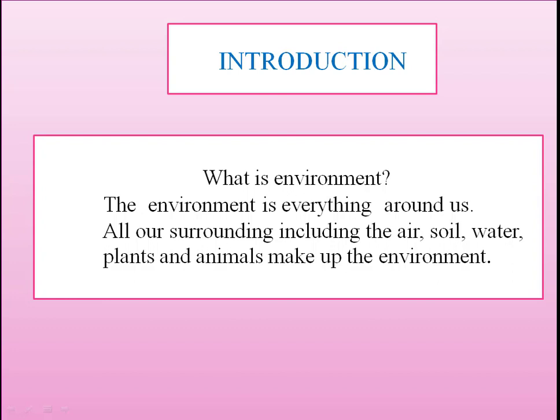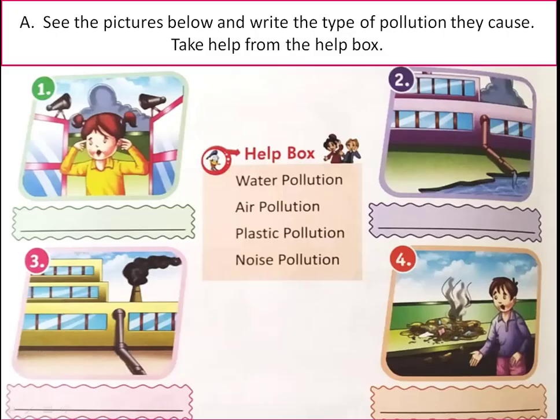Introduction. What is environment? The environment is everything around us, all our surroundings, including the air, soil, water, plants and animals that make up the environment. Let's see the picture below and write the type of pollution they cause. Take help from the help box. Before we start the exercise, we will see what is pollution.